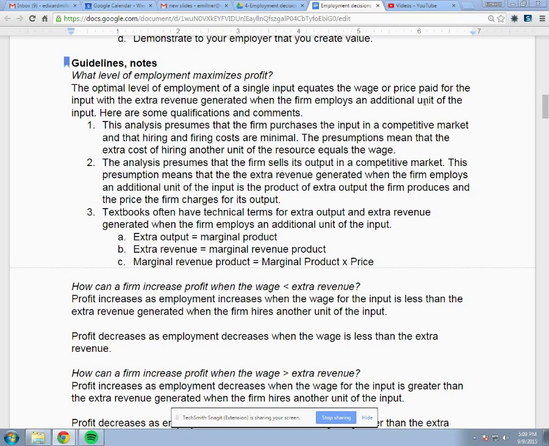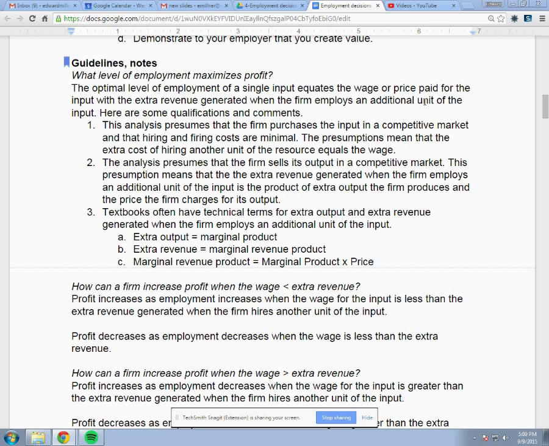What level of employment maximizes profit? The optimal level of employment of a single input equates the price or wage paid for the input with the extra revenue generated when the firm employs an additional unit of the input. Here are 3 qualifications and comments.